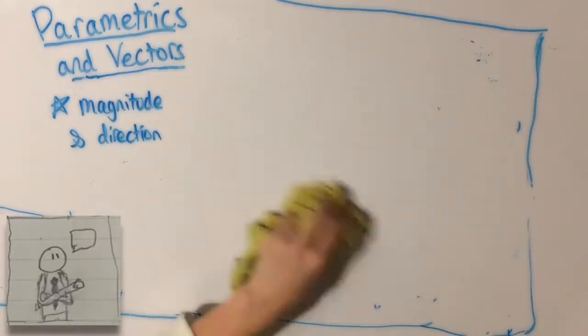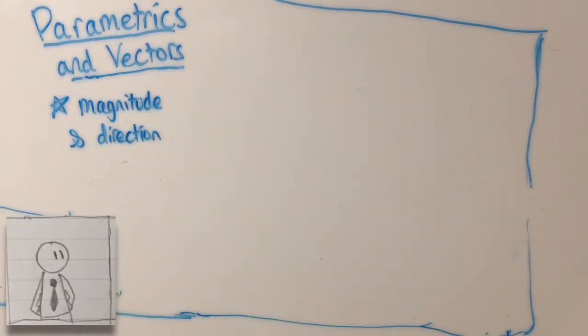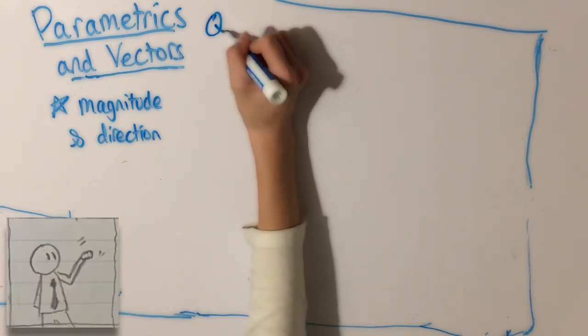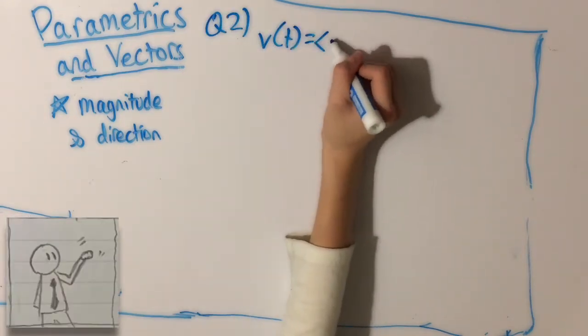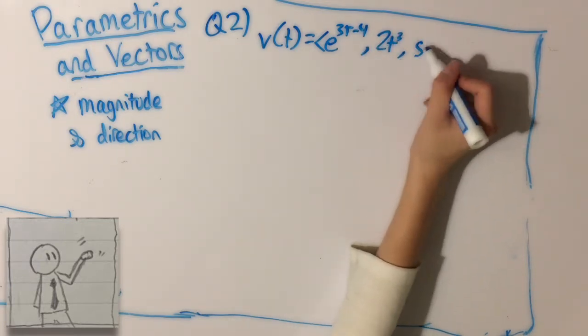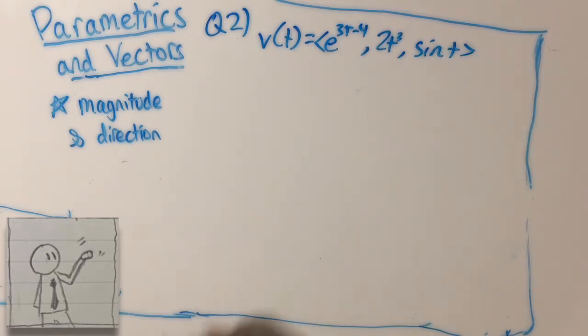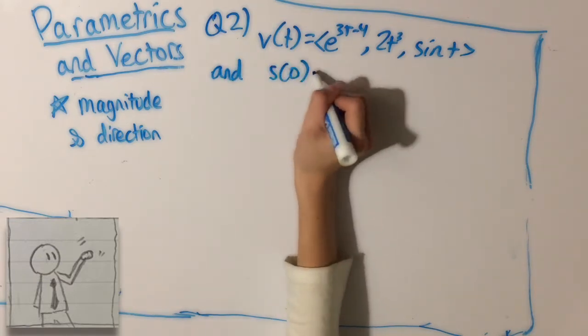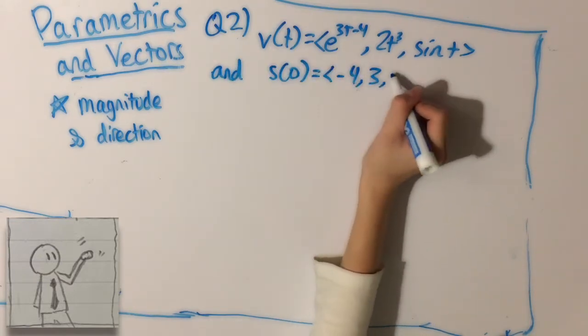Perhaps now is the time to leap into a new problem. Question number 2. Given that the velocity at time t is v of t equals e to the 3t minus 4, 2t cubed, sine of t, find s of t such that s of 0 is equal to negative 4, 3, ln 2.